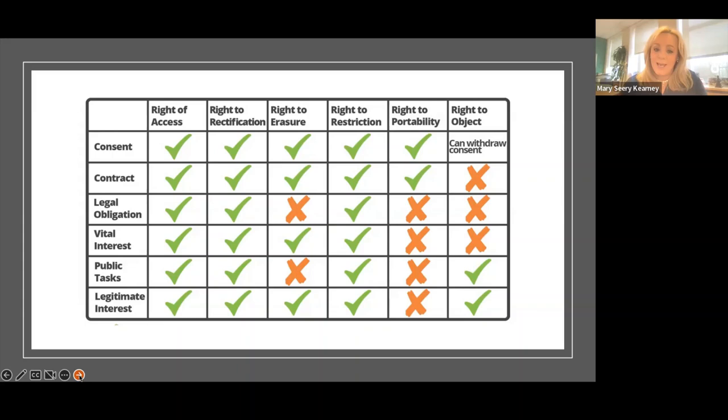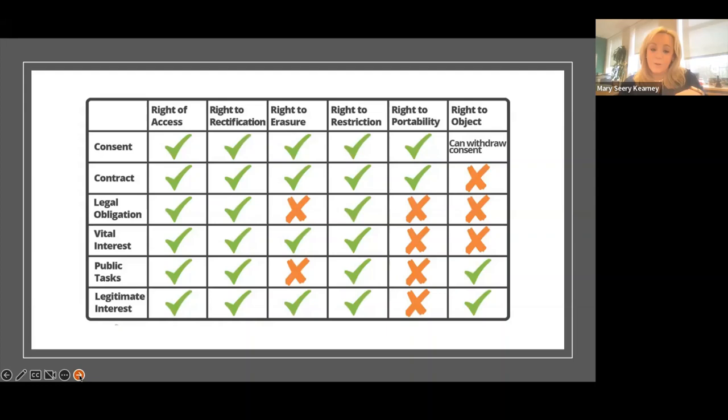The next is legal obligation. With regard to your own employees, you must make returns to the Revenue Commissioners. You must perhaps pay pensions. There are legal obligations. You have to hold records for the Workplace Relations Commission under the Organisation of Working Time Act. Consequently, you are under a legal obligation. Nobody can tell you, delete all my data. They can't take a hump on a Friday and tell you to delete everything that you have.